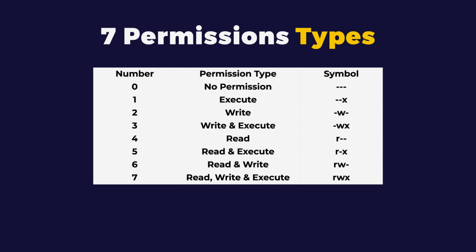Let's say we have number 6. Number 6 means permission type as read and write and the symbol of that will be rw dash. It means if you assign 6 as a permission to any user, that user will be able to read or write that particular file, but he or she will not be able to execute it. I will give you some examples to make things easier for you.